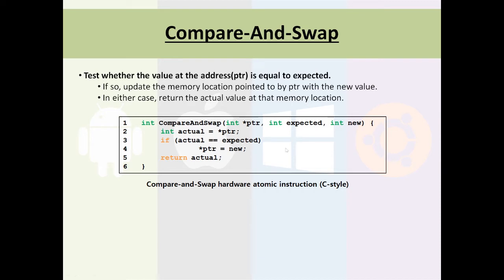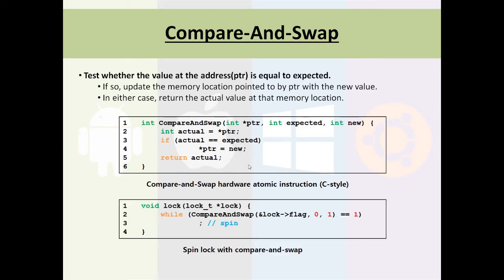So if the value that we get from our pointer is equal to the expected value, then we update our pointer to equal new, and we always return the actual value. So what does this mean? How does this change our lock? Basically, we swap out test and set and put in compare and swap. So this is what it looks like now.